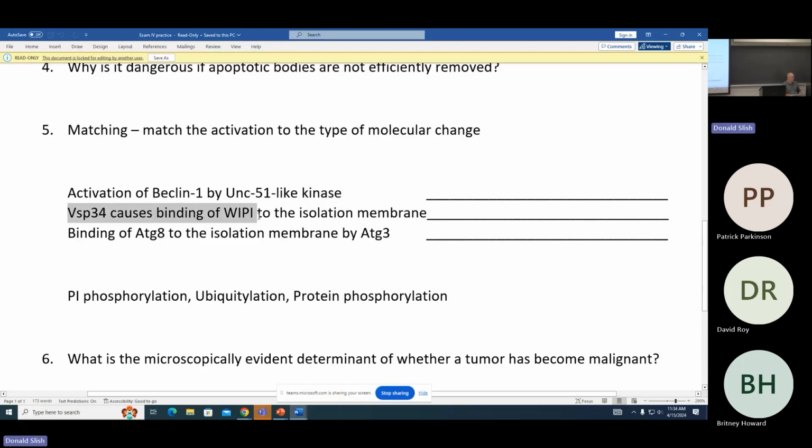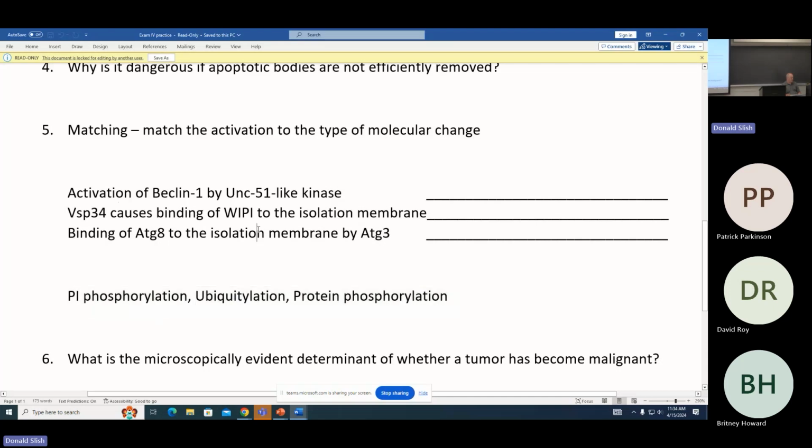So VPS34 causes binding of WIPI to the isolation membrane. Is that ubiquitination or PI phosphorylation? PI phosphorylation, right? VPS34 is a PI 3 phosphate kinase, so it puts a phosphate on the 3 position of the inositol. And then ATG is going to be bound to the membrane by ATG3. And of course, it's ubiquitination because that's what's left.